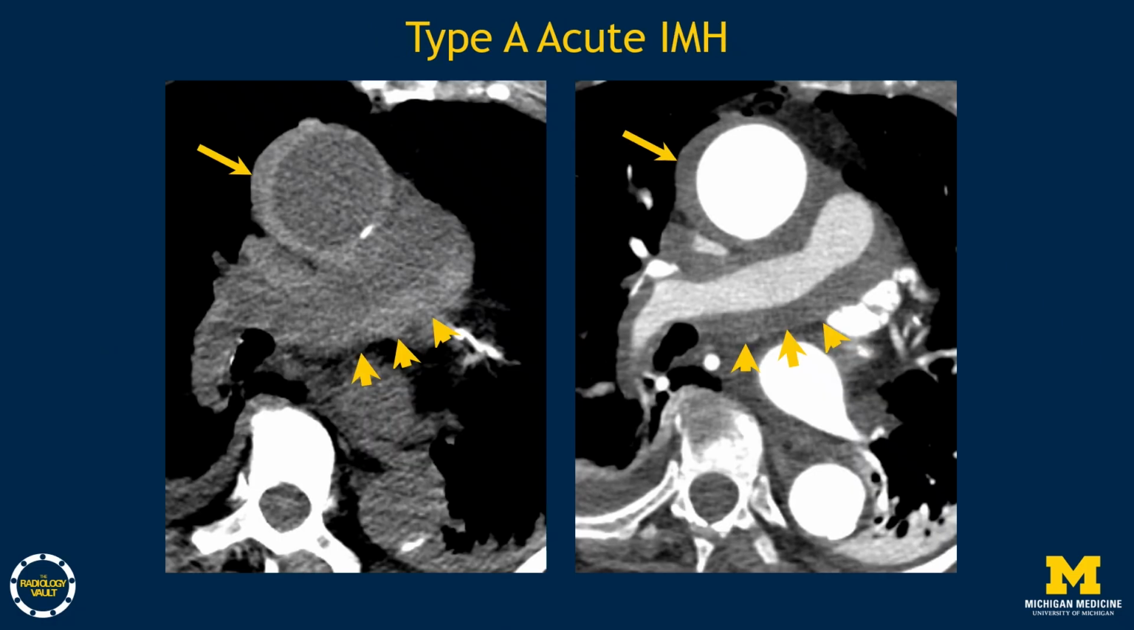This is a case of an acute intramural hematoma type A, which involves the ascending thoracic aorta, and you can see that this could possibly be missed on the contrast-enhanced CT. We also see low attenuation along the pulmonary artery, which on the non-contrast CT is higher in attenuation, and this is a shared sheath hematoma.